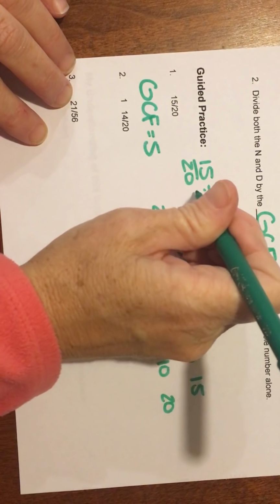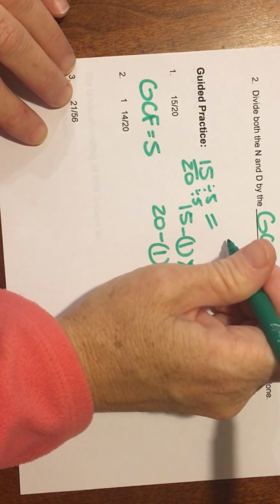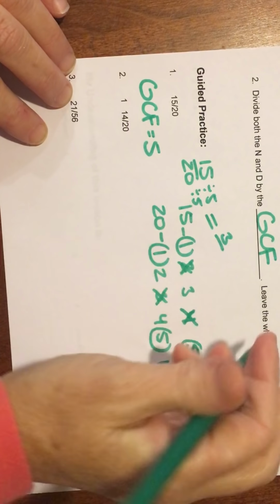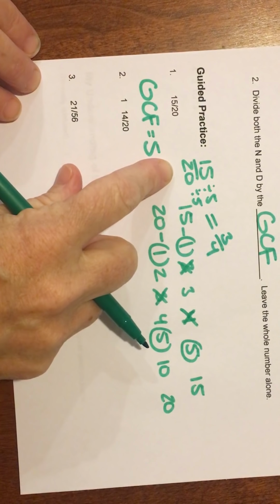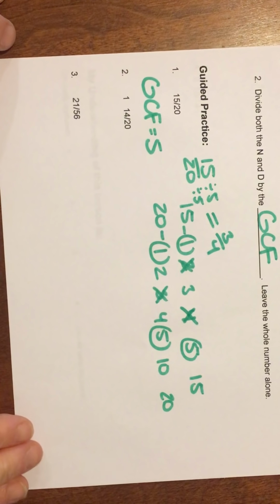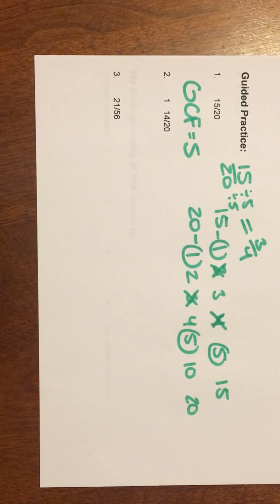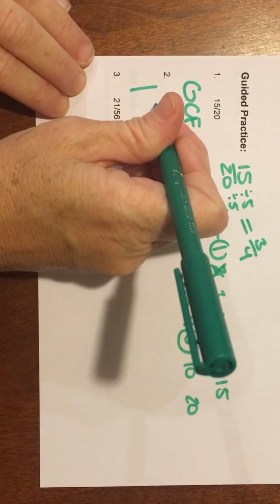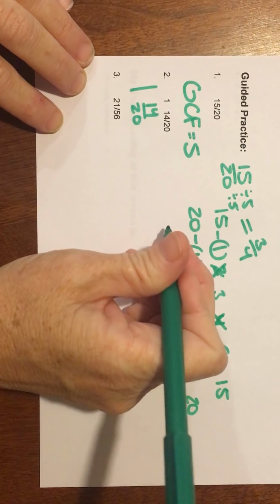So I'm going to come over here and divide both by 5, and I get 15 divided by 5 is 3. 20 divided by 5 is 4. So 15/20 is equivalent to 3/4, but this is the simplest way to write it. Okay, let's try the next one. I'm going to write it a little different. 1 and 14/20.